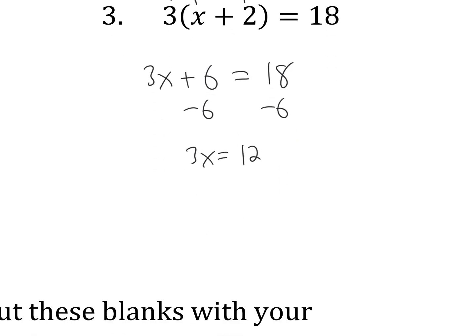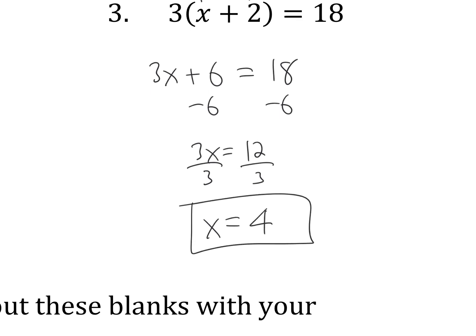Now we have 3 times x equals 12. How do we get rid of that 3? Divide by 3, and we get x equals 4. Very cool. All right, sounds good.